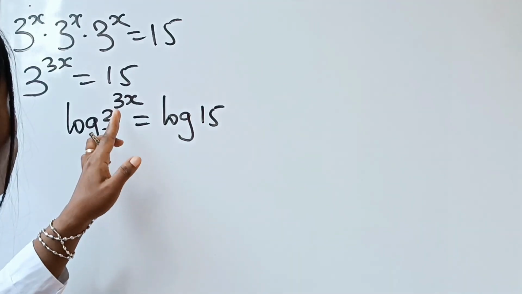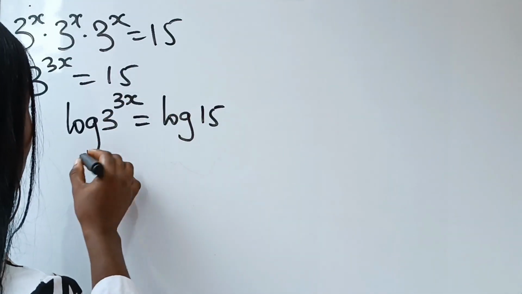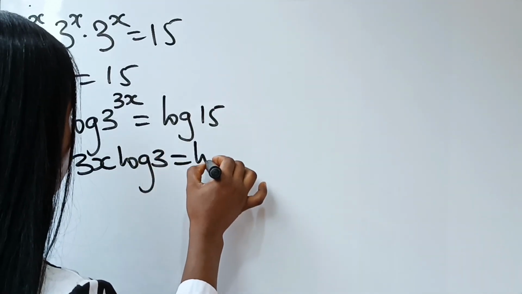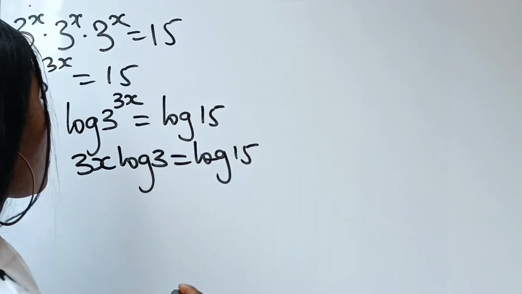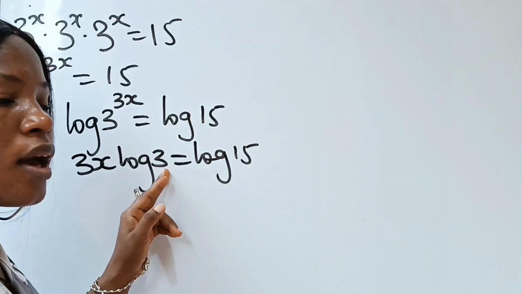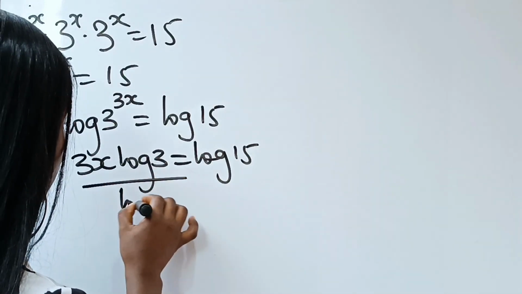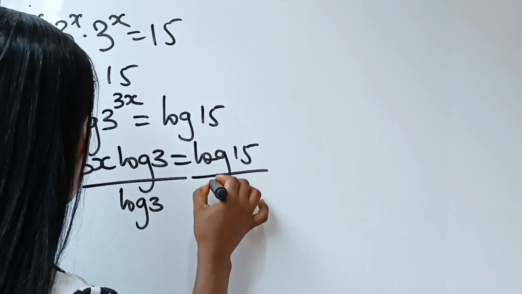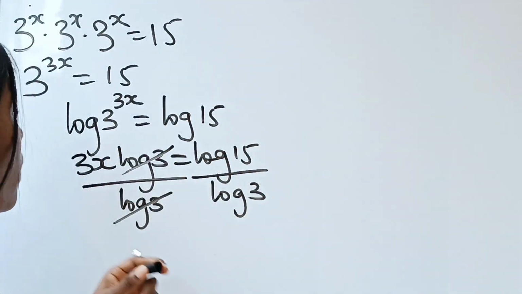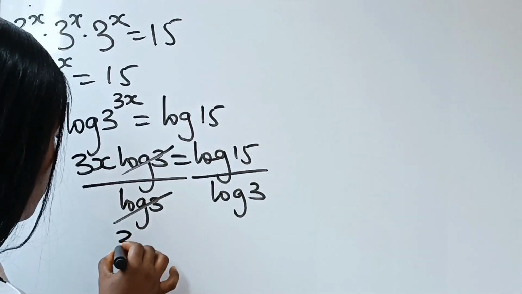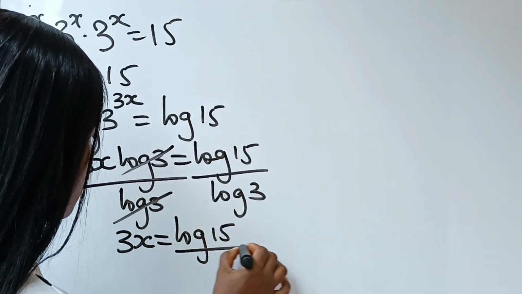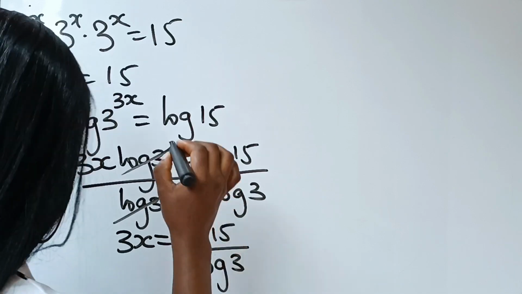Okay, so we are going to bring down this power. That means we will have 3x log 3 is equal to log 15. Now let's divide both sides of the equation by log 3. So divided by log 3, divided by log 3. Now this will divide this, so we are left with 3x, right? So we have 3x is equal to log 15 divided by log 3.